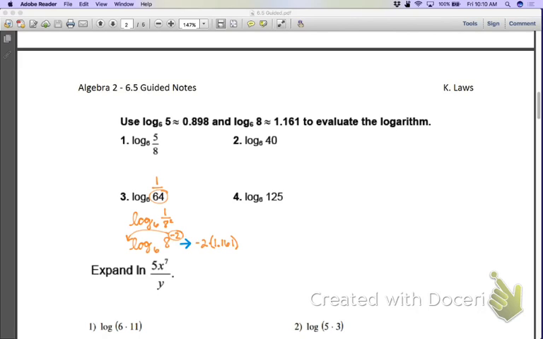Does that make sense? Okay, does everybody see where I got the negative exponent? Or how I got the negative exponent? If it's a fraction and you don't have a fraction as far as your log, like log base 6 of 8, I can rewrite 1/64 as 8 to the negative second power.